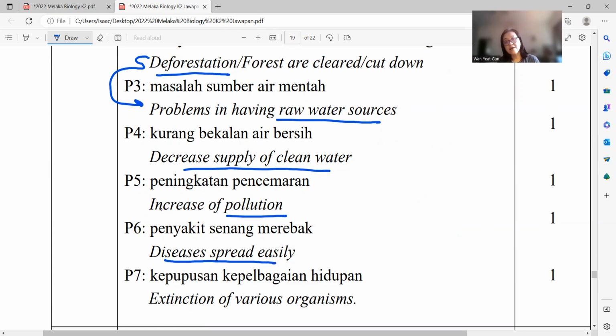Diseases can spread easily if the number of people increases and there's no proper sanitation and proper waste removal. And other than that, which is related to deforestation, the clearing of land will cause extinction of various organisms.